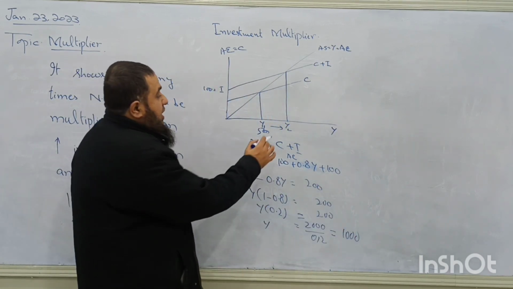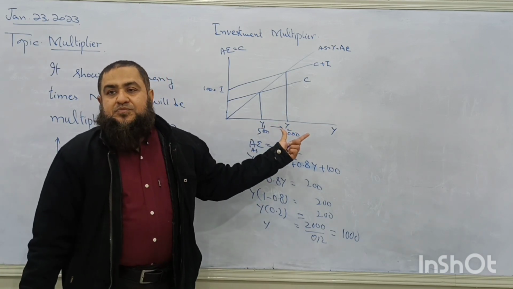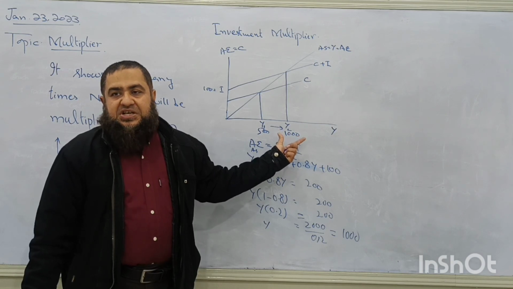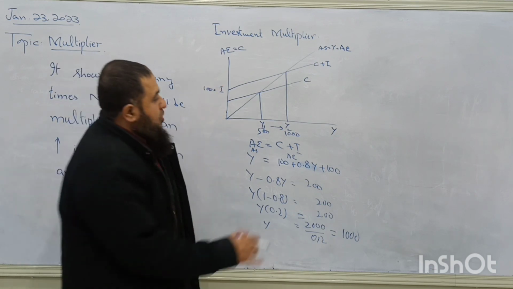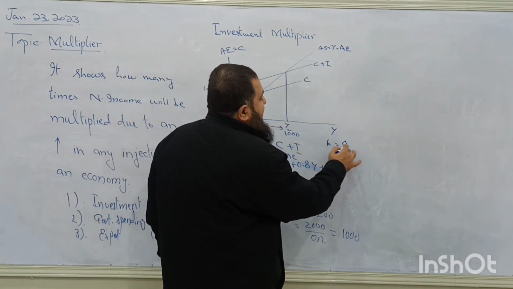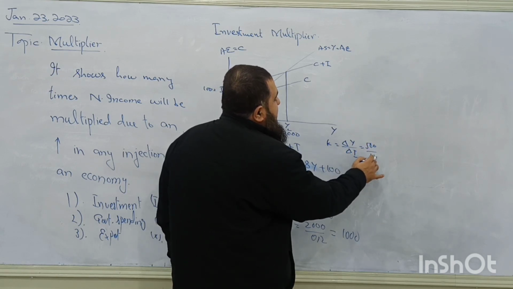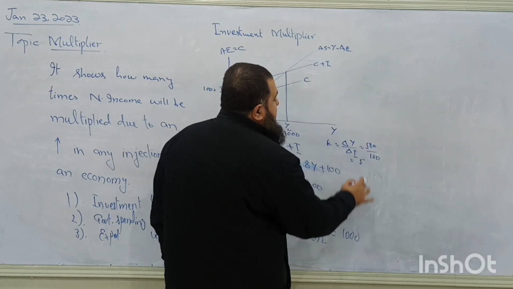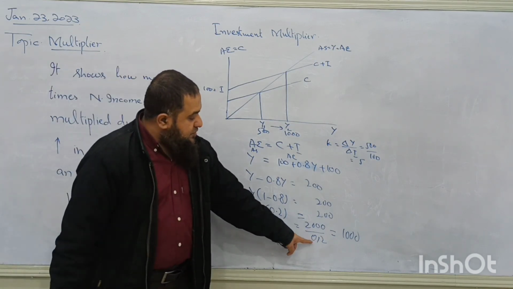Now how many times has national income changed? 500. 500 is the change in income. And how much is the investment? 100. So what is the multiplier? Change in income due to change in investment, that is 500 over 100, which is equal to 5. Clear?